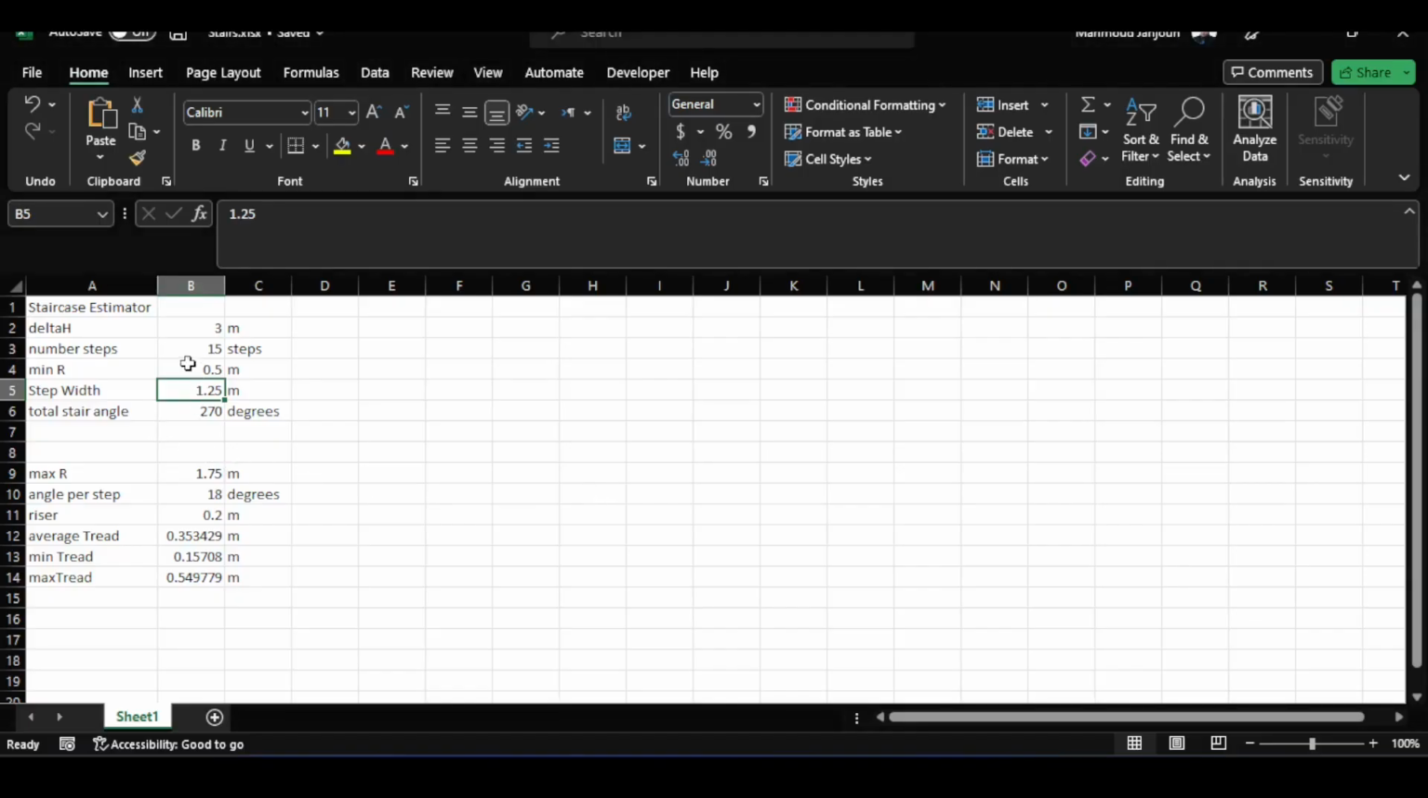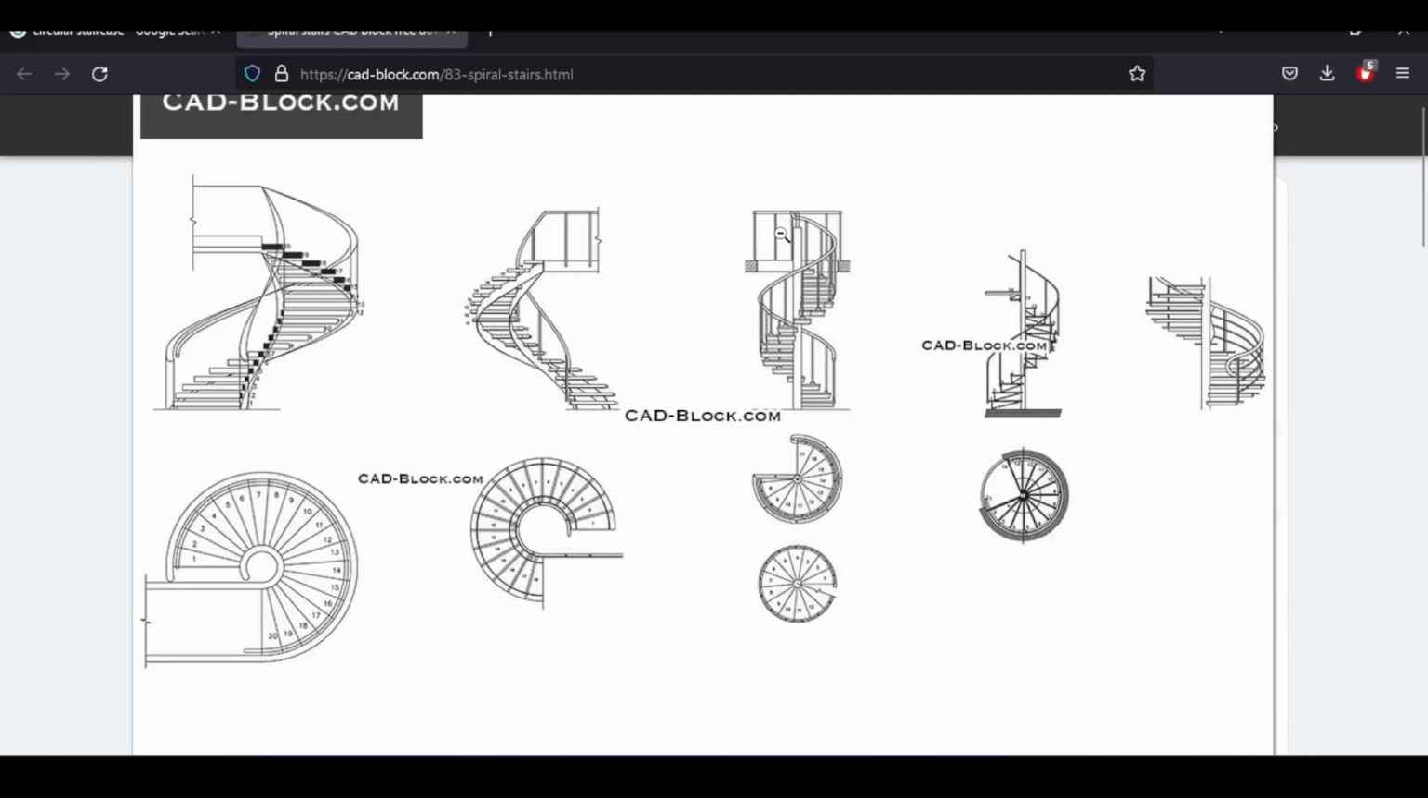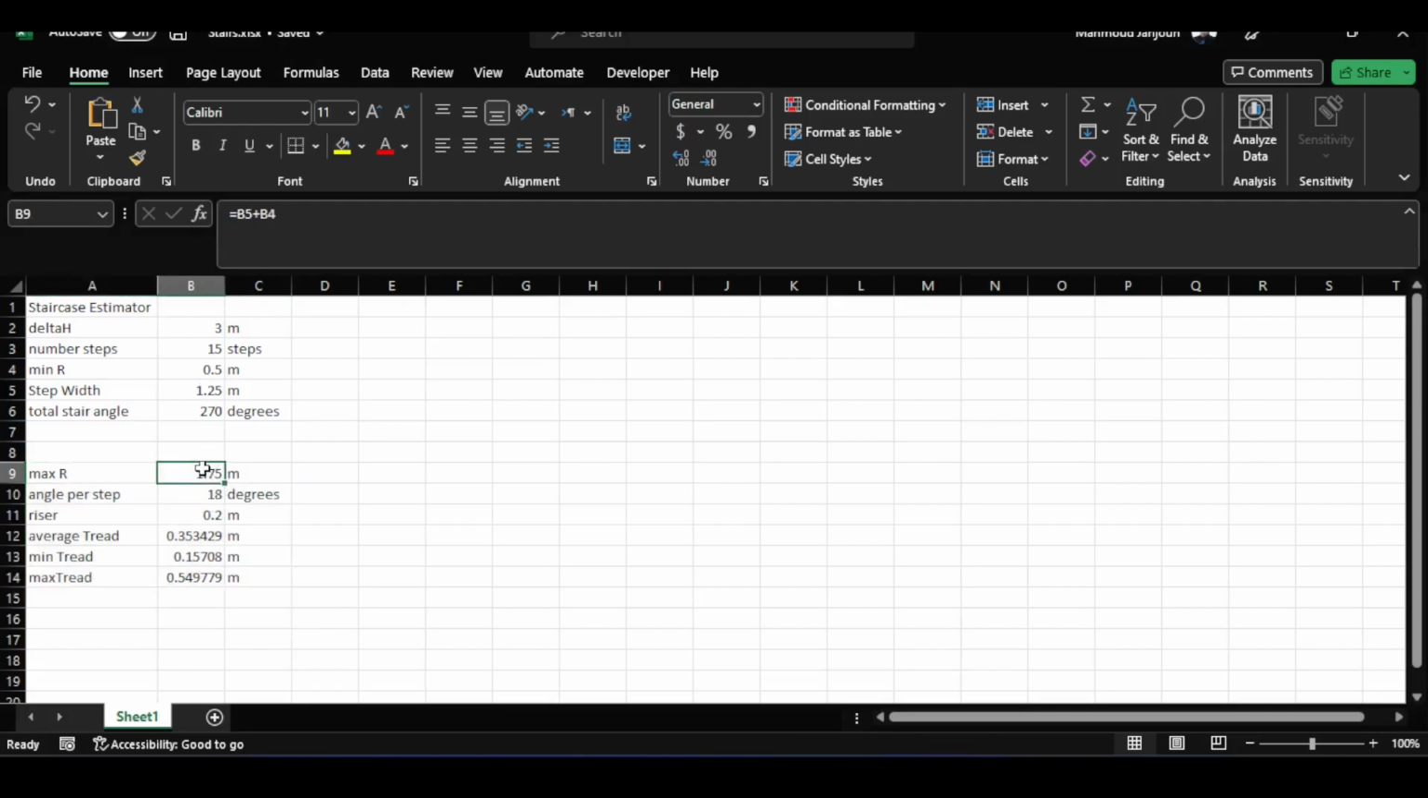So, you have the minimum radius. Of course, you can put it to 0 to make a central staircase, but then you have a central column and cantilevered stairs. Those are outputs. The maximum radius is going to be this plus this. The angle per step is the total angle divided by the number of steps. The riser is the height divided by the number of steps.